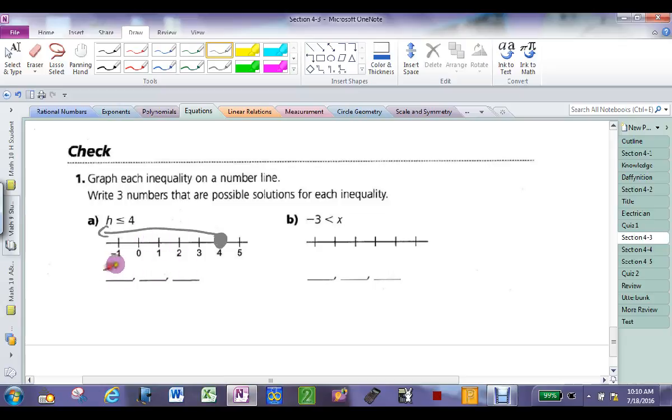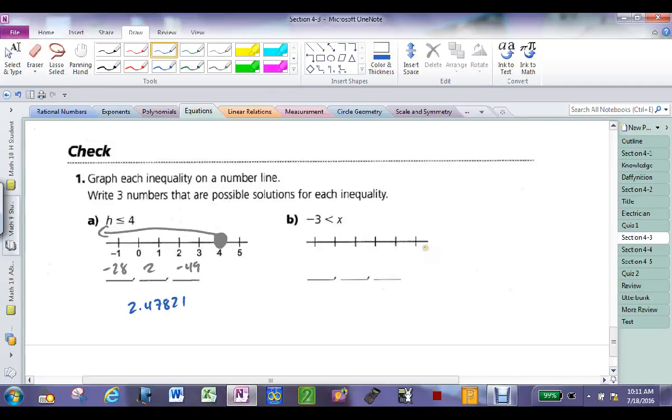Negative 28. 2.47821. Negative 49. Good one. Negative 94,000. Good. We all get it.